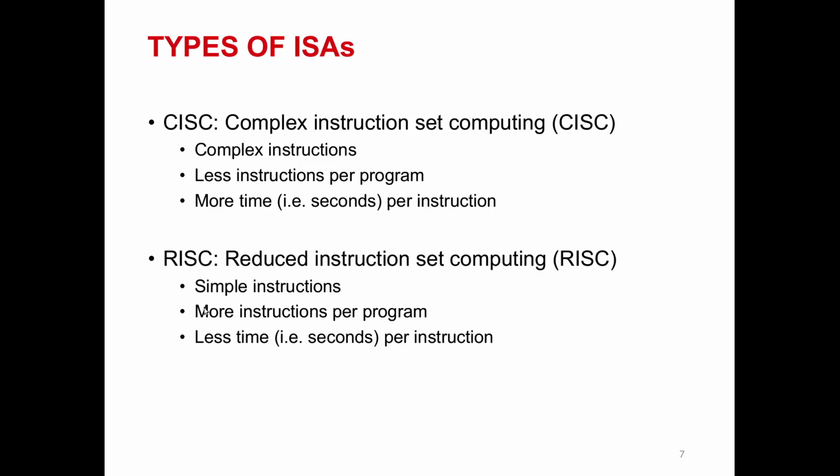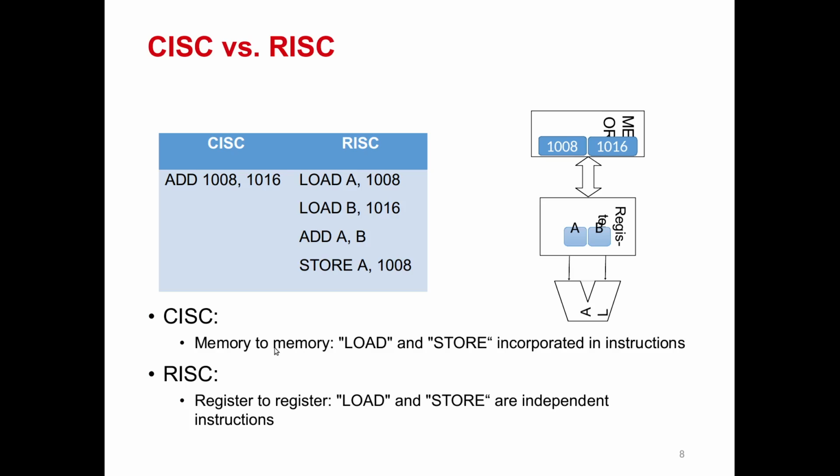For RISC, it is simple instructions. Each instruction will do a simple task, and so you will need more instructions per program because you need to combine many simple instructions together to make a complex task. However, each instruction requires less time to perform. Here you can see an example of CISC and RISC instruction set architecture.